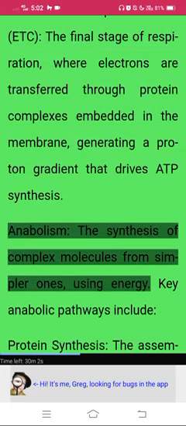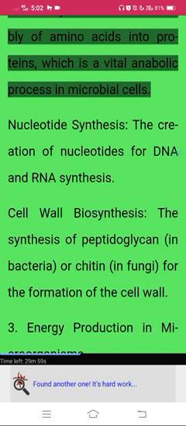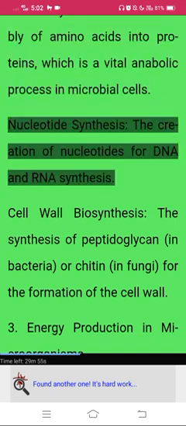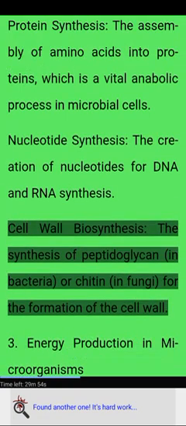Anabolism. The synthesis of complex molecules from simpler ones, using energy. Key anabolic pathways include protein synthesis, the assembly of amino acids into proteins, which is a vital anabolic process in microbial cells. Nucleotide synthesis, the creation of nucleotides for DNA and RNA synthesis. Cell wall biosynthesis, the synthesis of peptidoglycan in bacteria or chitin in fungi for the formation of the cell wall.